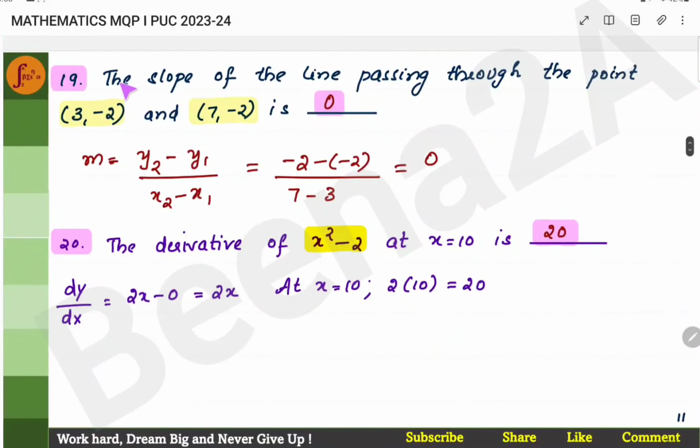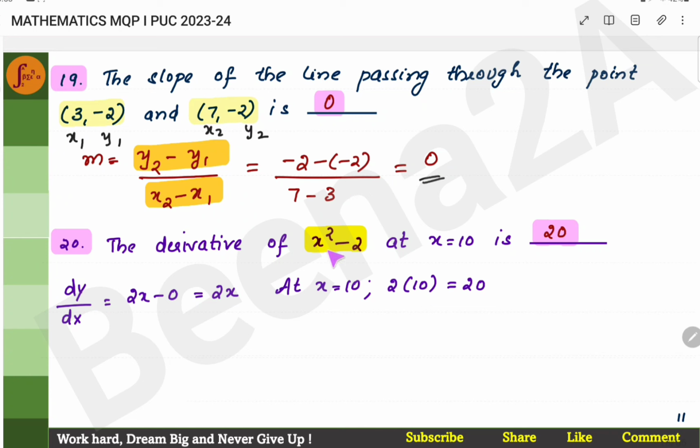So we'll go to the 19th one, the slope of the line passing through the points. What is the slope formula? y2 minus y1 by x2 minus x1. So you assume that this is x1 y1, this is x2 y2. Substitute the coordinates, minus 2 minus of y1, which is minus 2. You substitute the numbers and simplify, you get 0 as the slope.